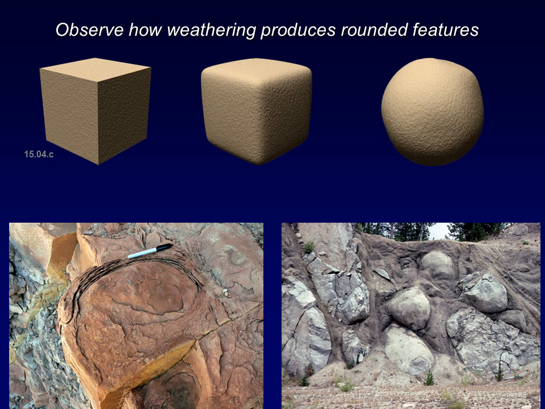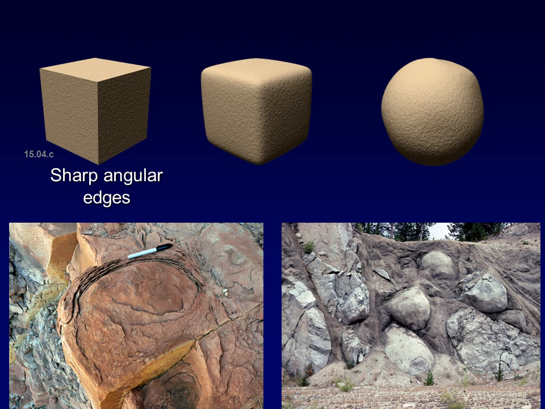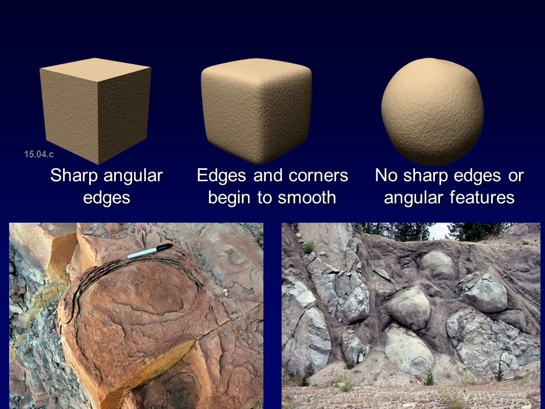Let's observe how weathering produces rounded features. So we're starting off with sharp angular edges. Typically we think of rocks that are initially broken off of their source as being very angular, and then over time they're rounding out as they get further away from their source. So edges and corners begin to smooth. As that angular piece of rock falls down the hill or falls into a river, and you've got water with sediment beating on those harsh, sharp, angular edges, they start to wear down over time, and then eventually there are no sharp edges or angular features.